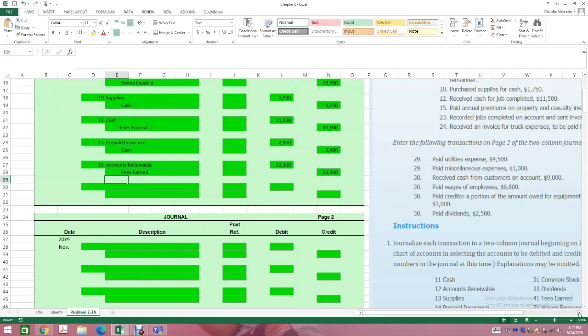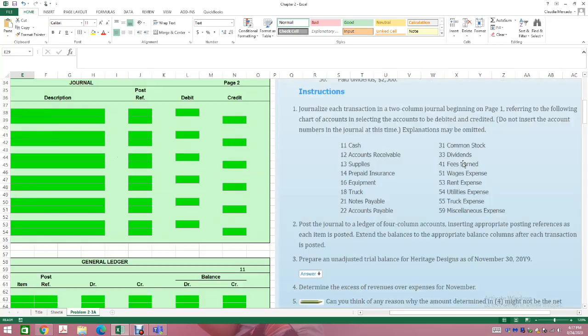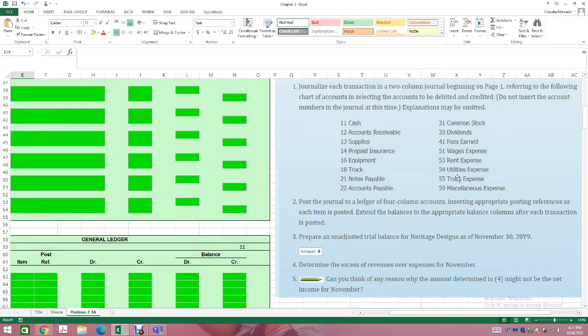Okay. The last item on page 1 of our journal is you received an invoice for truck expenses to be paid in November, $1,250. So you received an invoice, but you haven't paid it yet. You know you owe the money, so you need to record that in your system. Well, what is that invoice for? Well, it says here it's for truck expenses. So I need to record my truck expense. We have an account for truck expense right there.